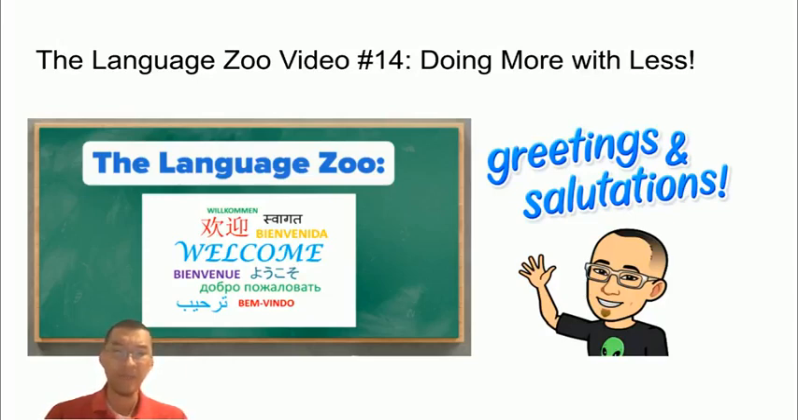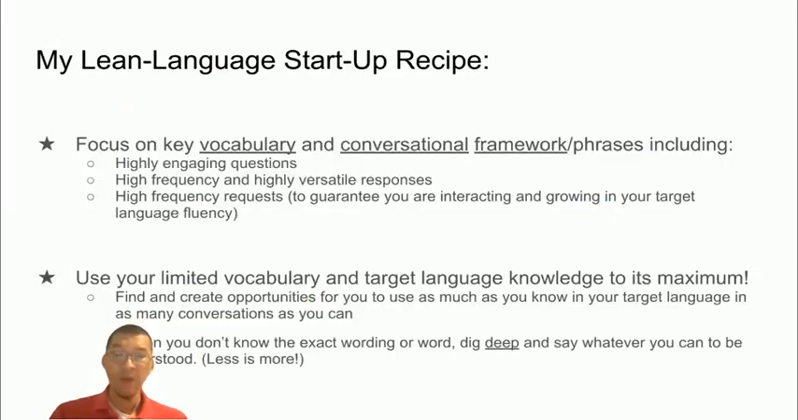And I'm trying to keep things simple and lean by not going into a lot of grammar or detail, by exploring all of the parts of speech. And that's why we're calling it verbs and non-verbs. Part of the philosophy at the Language Zoo is being able to speak and communicate in your target language in an effective and in a smart way. So that's why I like to call it my lean language startup recipe.